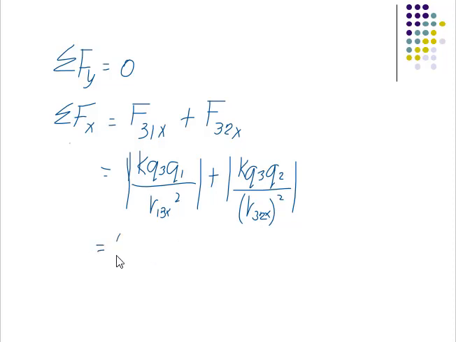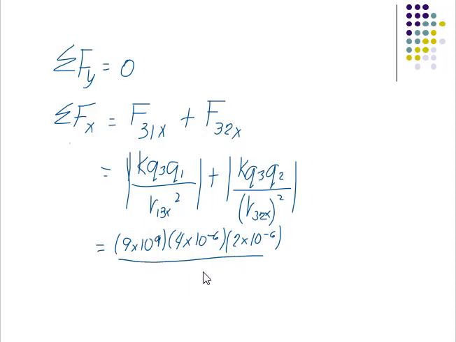Okay, so you have 9 times 10 to the 9, our Q3 is 4 times 10 to negative 6. Then you have our Q1 is 2 times 10 to negative 6. Divided by the distance in between them, along X is 0.4 squared. Okay, there. And then you add 9 times 10 to the 9 again.